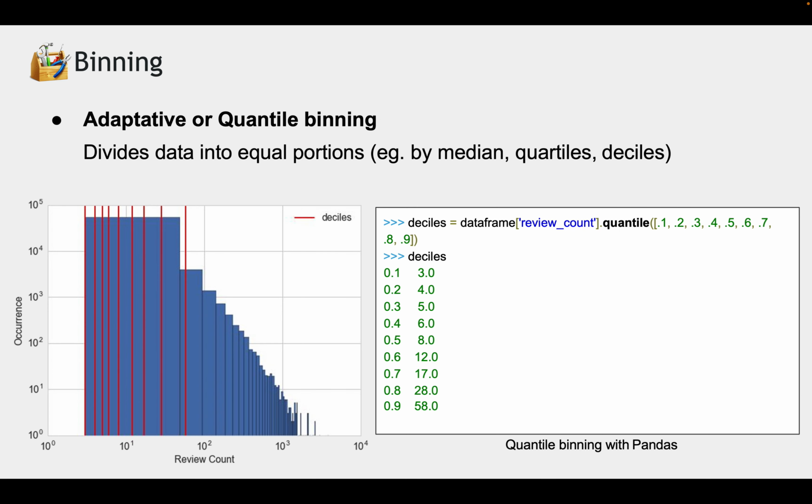This is binning continued. Adaptive or quantile binning. What is it saying? Adaptive or quantile binning. Divides data into equal portions. Example, median, quartile, deciles.